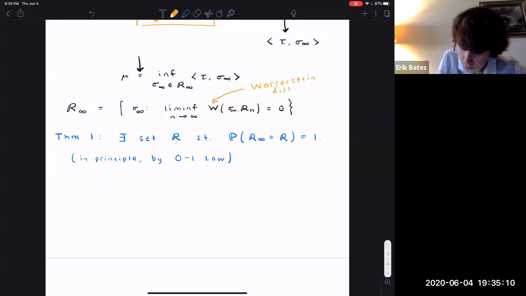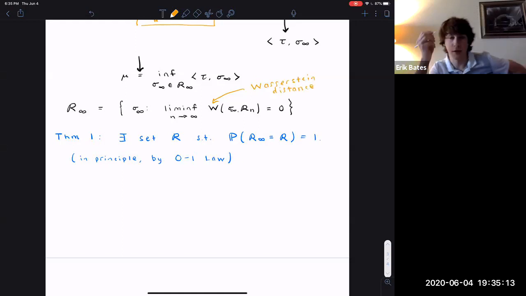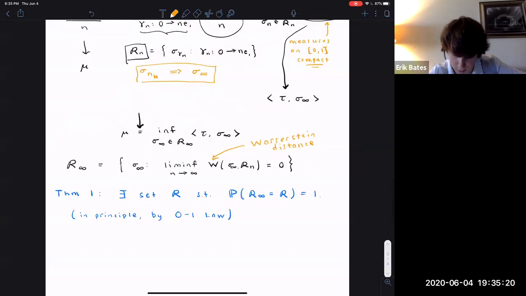But you could imagine any other well-behaved metric, any metric that metrizes weak convergence. So what I mean by this is that the distance between this given measure sigma infinity that you want to test whether or not it's in R infinity, if there's a sequence of sigmas from the Rn's that get closer and closer to the sigma infinity, then you do belong to the set R infinity. So it's just a set of all finite measures on 0-1 that can be realized as a subsequential limit of things from these Rn sets.